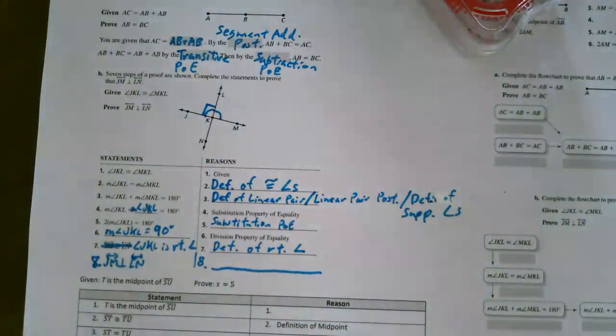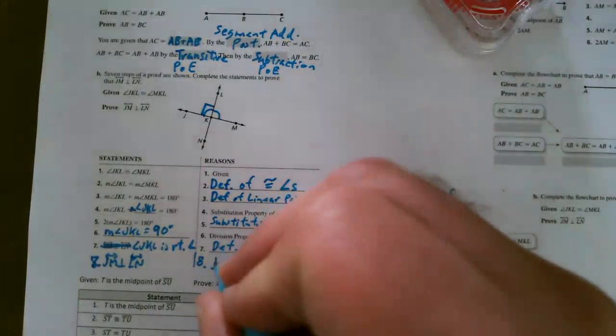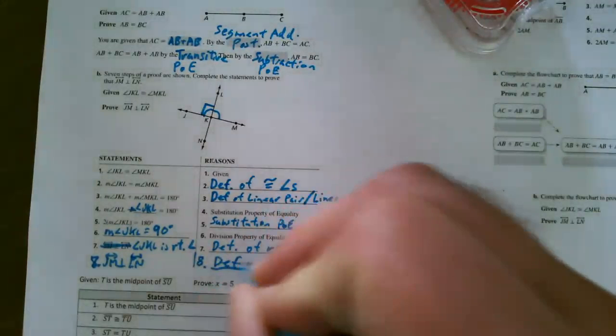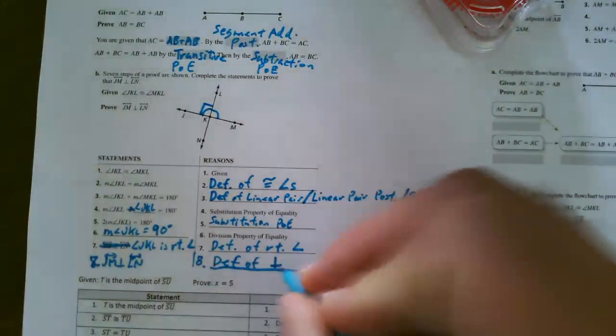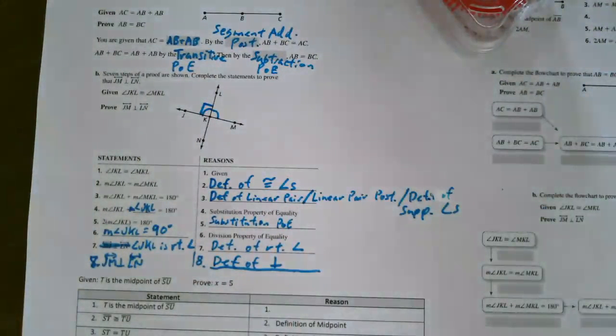Now that we know we have a right angle, now we can say the lines are perpendicular. Because when we look at the definition of perpendicular lines, it doesn't say 2 lines that intersect at a 90-degree angle. It says 2 lines that intersect at a right angle. So, definition of perpendicular. All right.